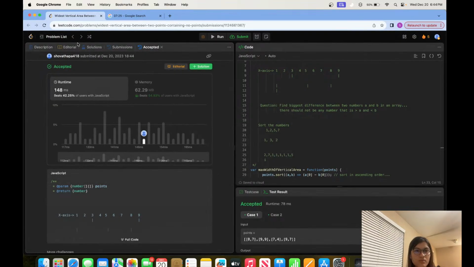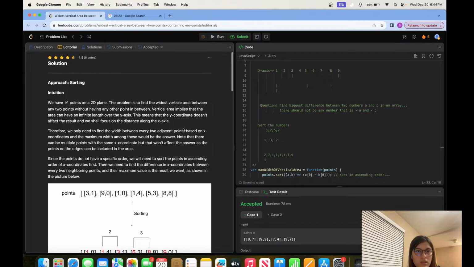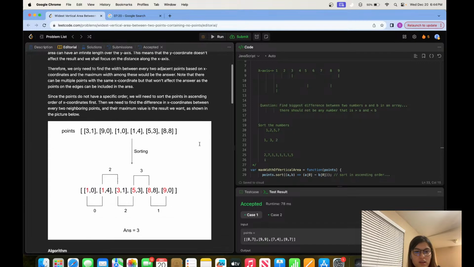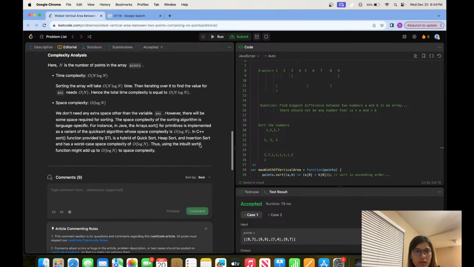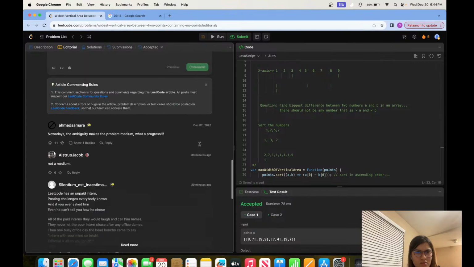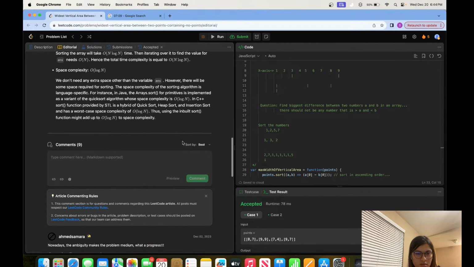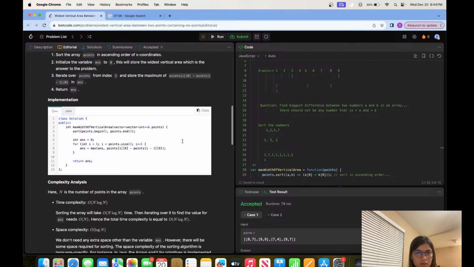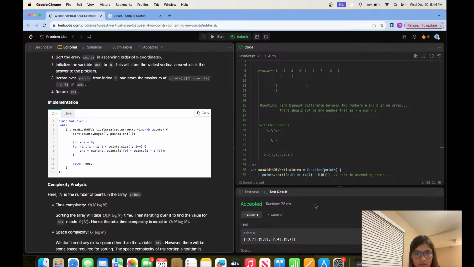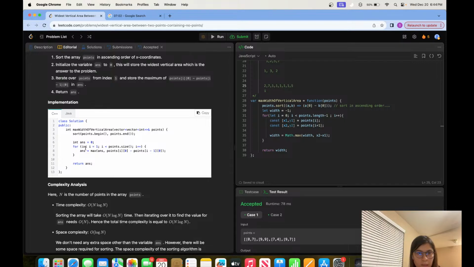What? Let's look at the solution. Approach 1 is sorting. Yeah, approach 1 is sorting. So I did the brute force. What? This is the optimal solution? I thought there must be something that I missed. Anyway, interesting.